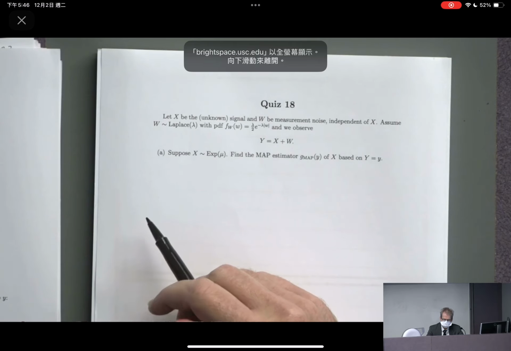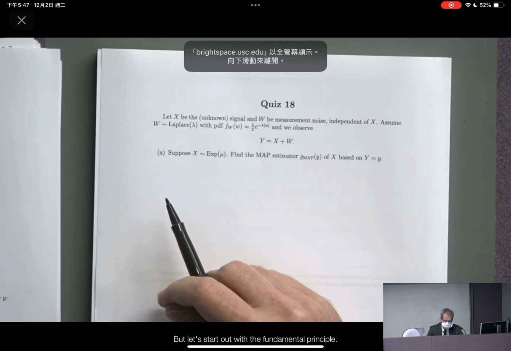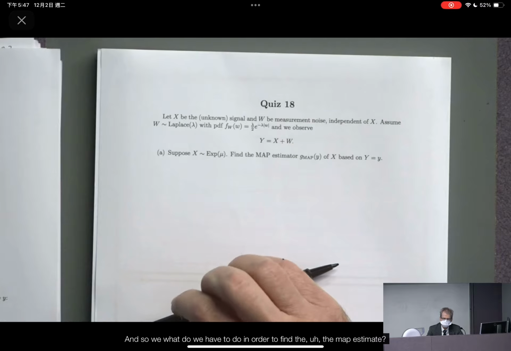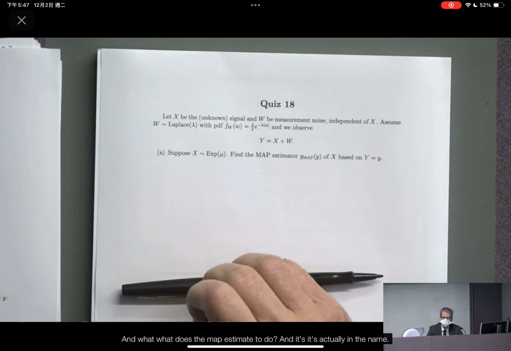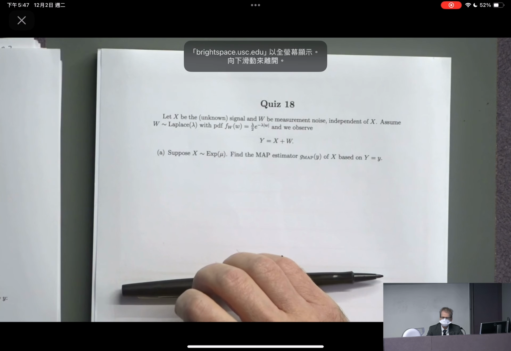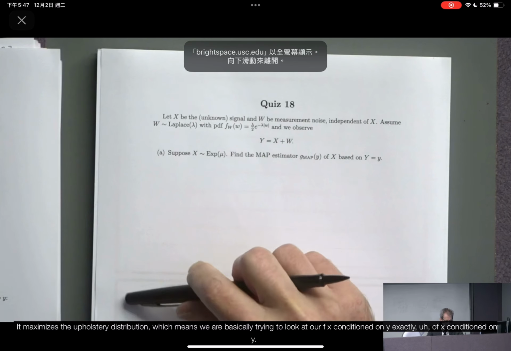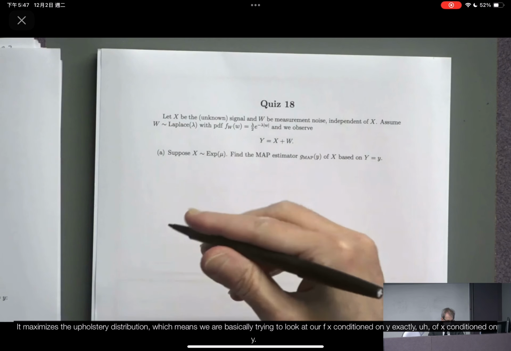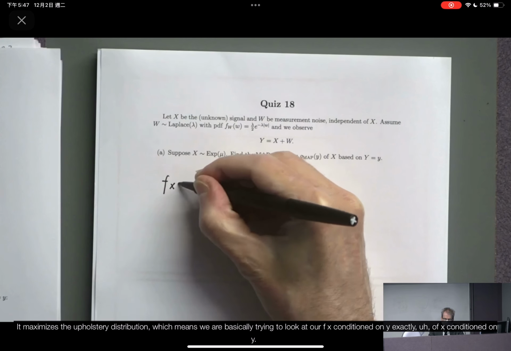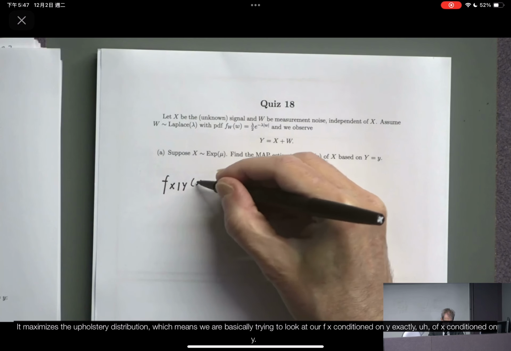This is a little bit more complicated, but let's start out with the fundamental principle. So what do we have to do in order to find the MAP estimator? What does the MAP estimator do? It's actually in the name. It maximizes the a posteriori distribution, which means we are looking at f of x conditioned on y.